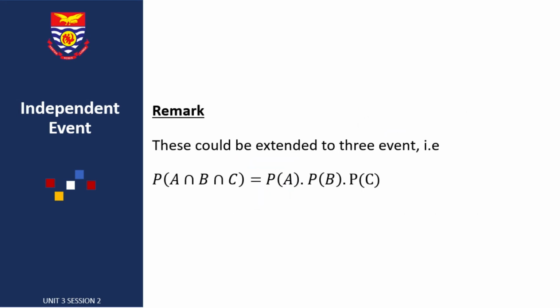Remark: what it means is that this could be extended to 3 events. So we are not limited to only 2 events. It could be extended to 3 events. That's the probability of A intersection B intersection C could be equal to the probability of A times B times C. Well, let's work one example on that.